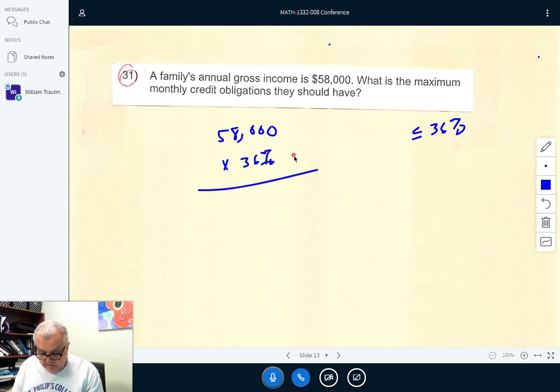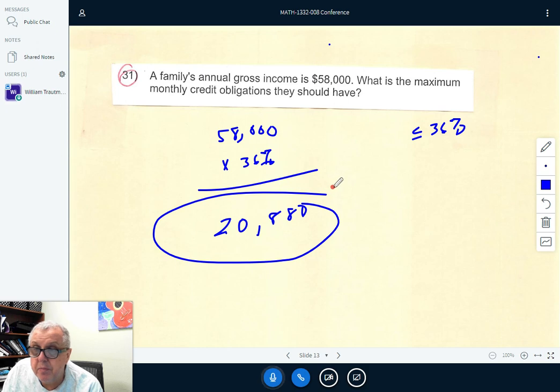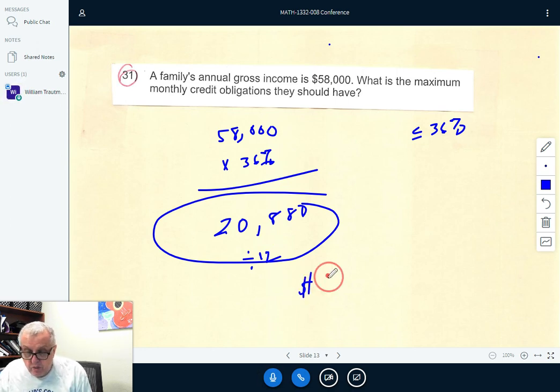So on my calculator, 58,000 times 36%, my monthly credit obligation is 20,800, and that is the yearly income. So this is the yearly. It says your total monthly is 36%. This is yearly, so I have to divide it by 12 because there's 12 months in a year. Divided by 12, and I get $1,740.